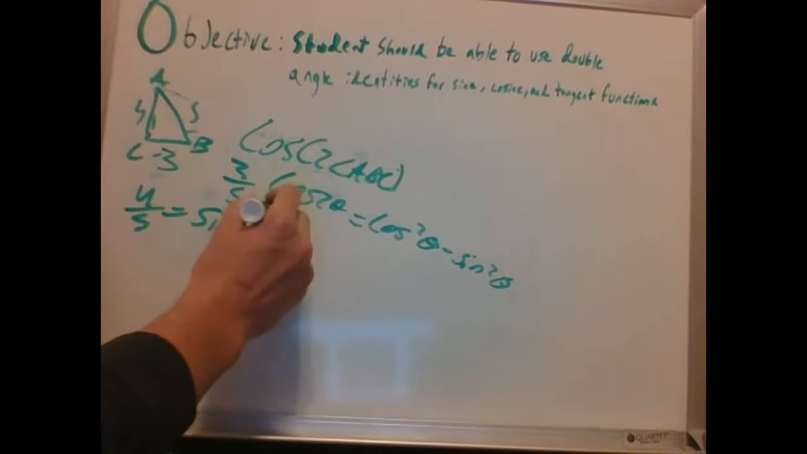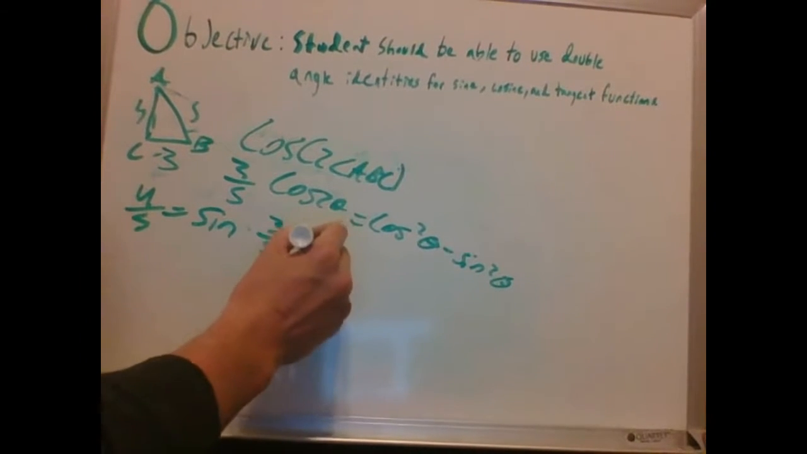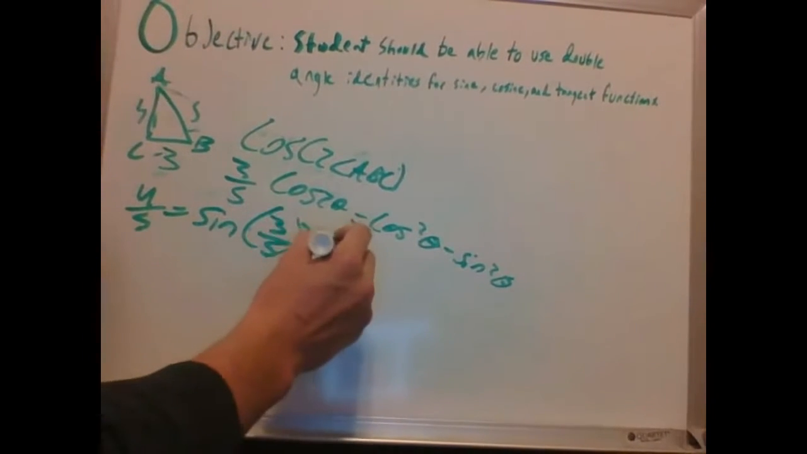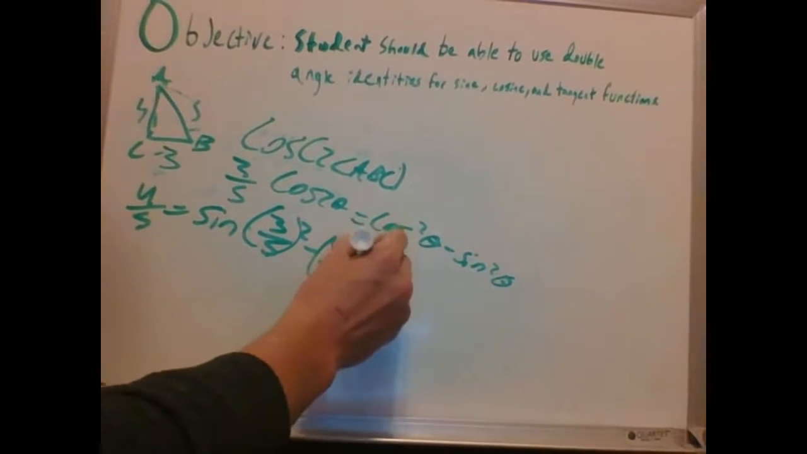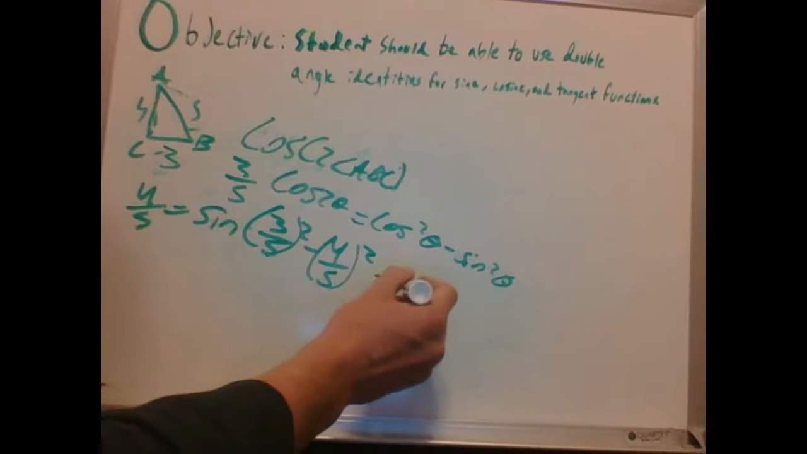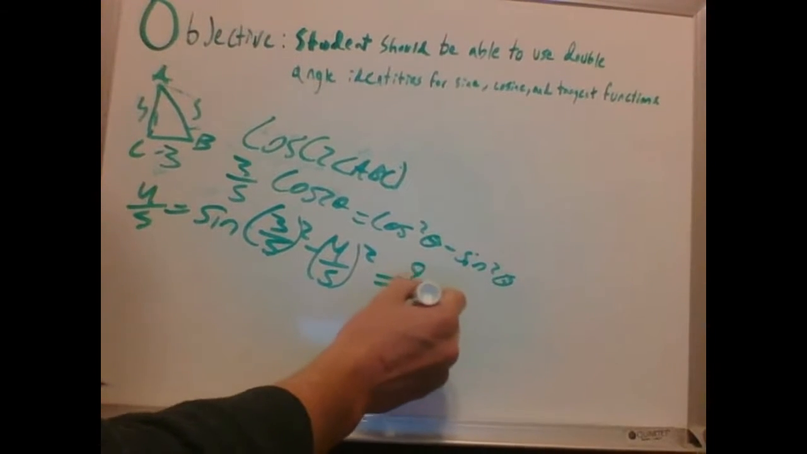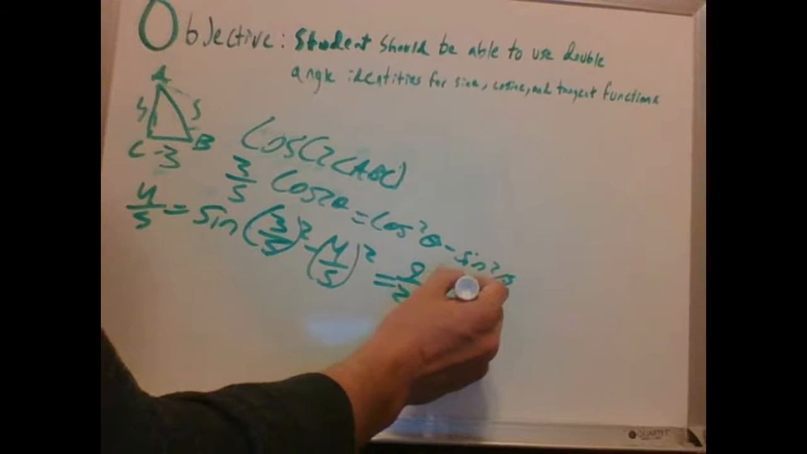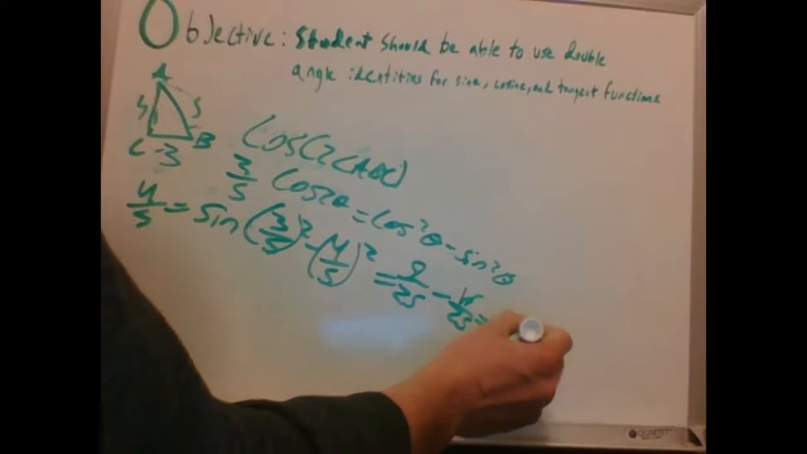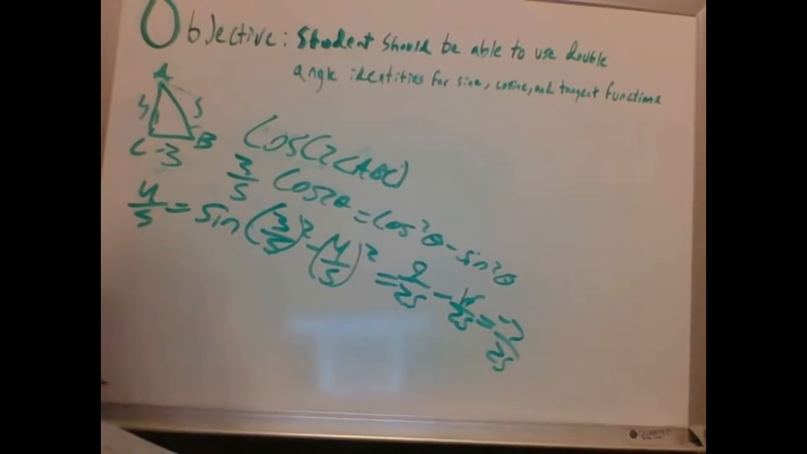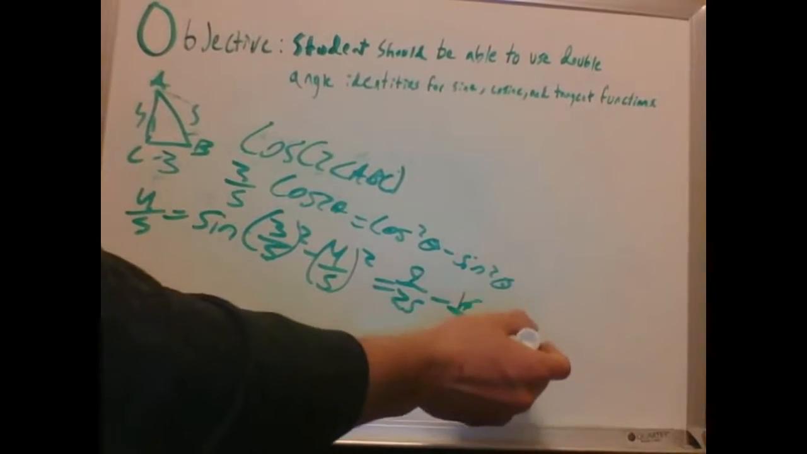So we will have 3 over 5 squared, parentheses, minus 4 over 5 squared, which would leave us with 9 over 25 minus 16 over 25, which would leave us with negative 7 over 25. And that's about it for that problem.